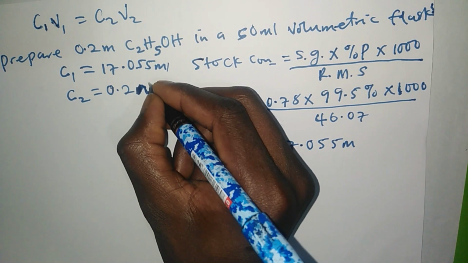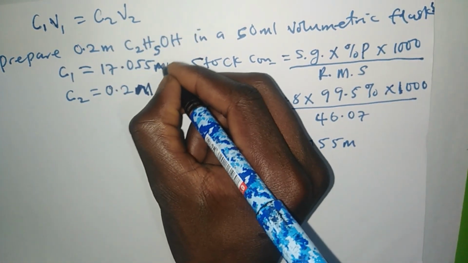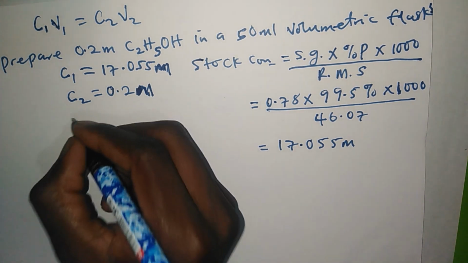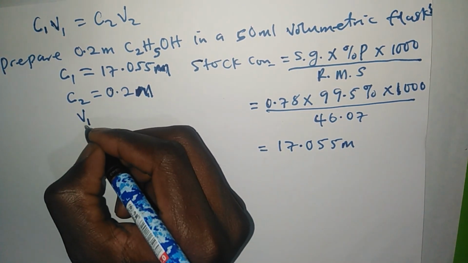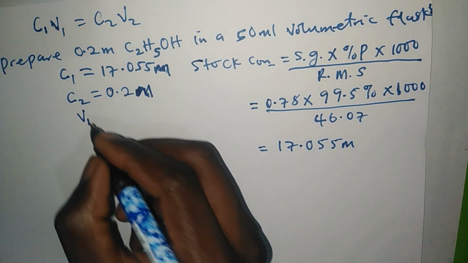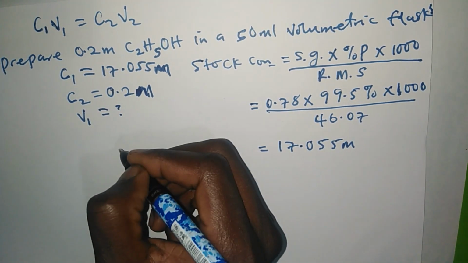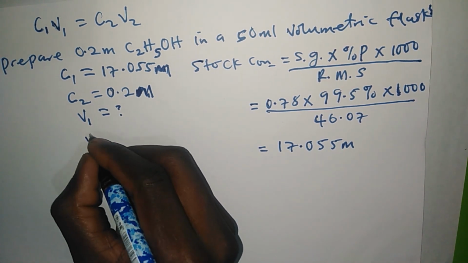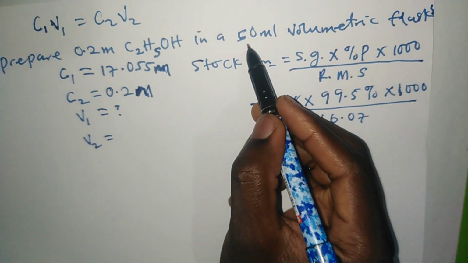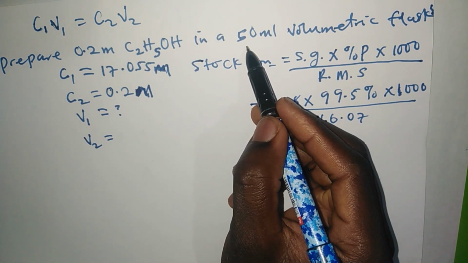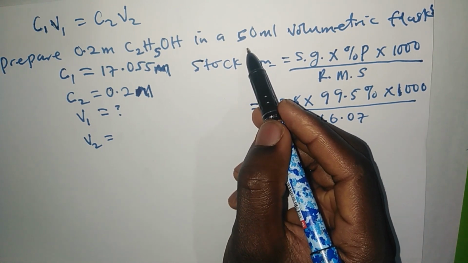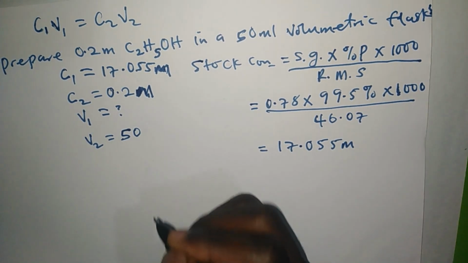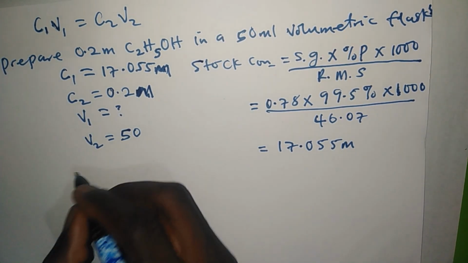Next, we have our volume, V1. Our V1 is our initial volume. We don't know what the initial volume is, but we know what the final volume is. The final volume, V2, is the 50 ml that we were asked for, the 50 ml volumetric flask is our final volume. So V2 is going to be 50 ml. So what we are looking for is V1.